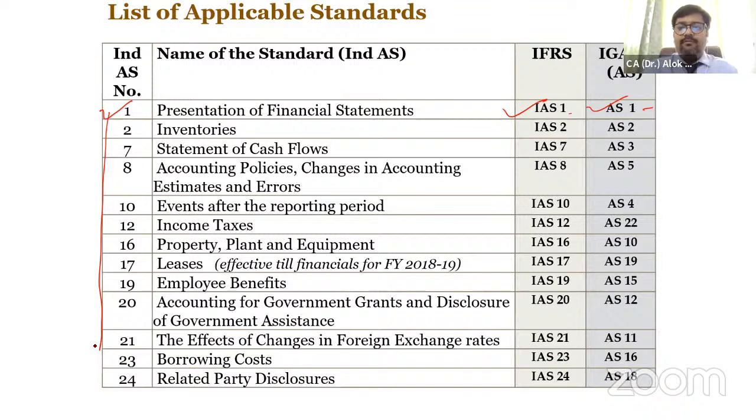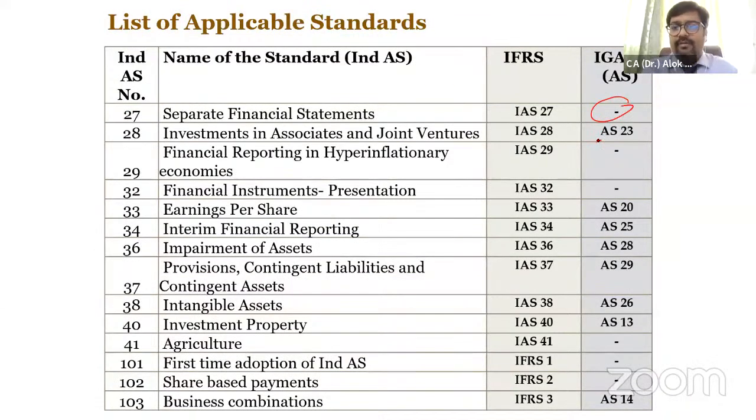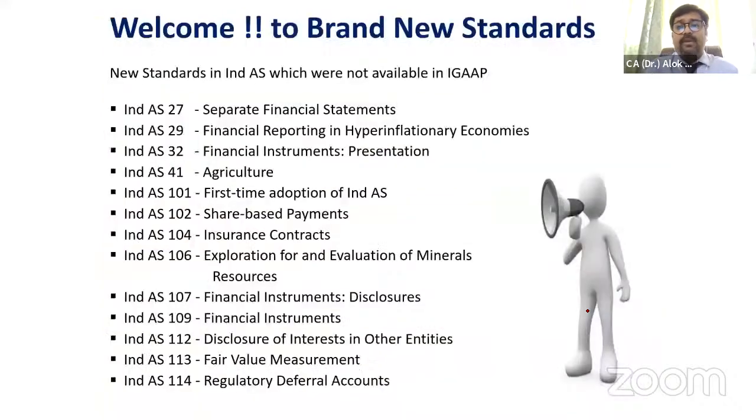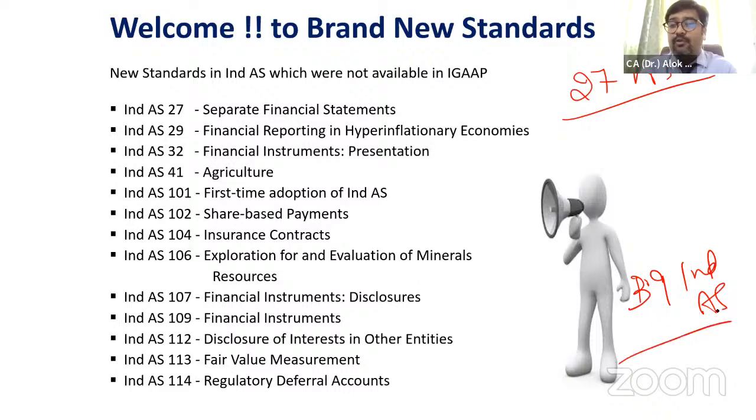Okay, if you see here, you will not find a lot of IGAAP standards, right? You will find IGAAP standards missing at a lot of places. Why are they missing at a lot of places? Because our old accounting standards are only 27 AS, but our Ind AS are 39. So we have 12 more Ind AS, 12 more guidance.